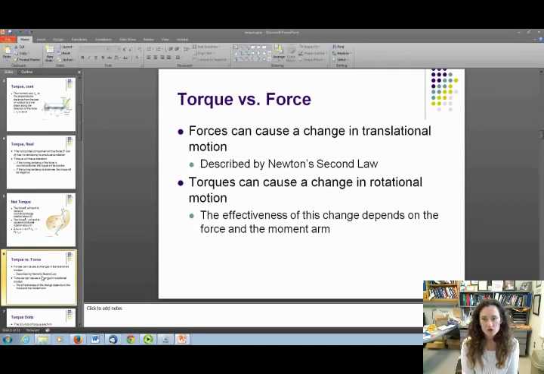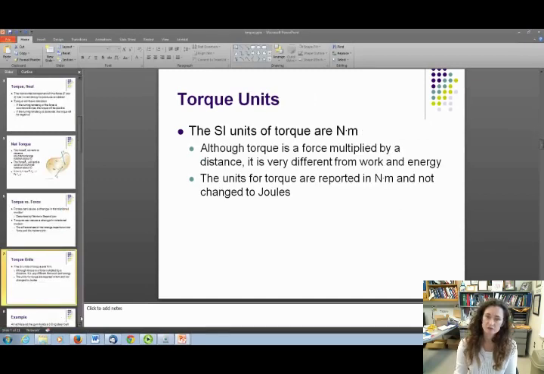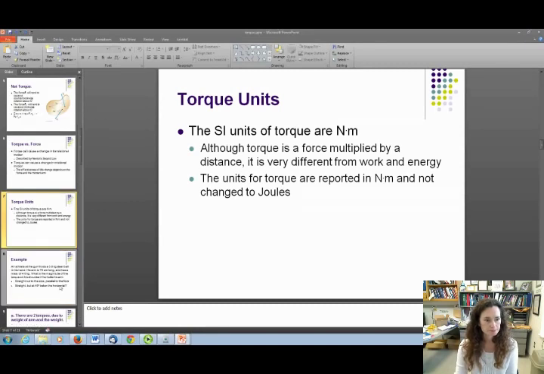So to sum up, forces can cause a change in the translational motion, and that equation is given by Newton's second law. Torques will cause a change in the rotational motion, okay? And that's given by the rF sine phi equation that we just described. Now the units will be newton meters because the equation is r times F, right? But don't confuse that with the joule. The units for torque are reported in newton meters and are not changed to joules because it's understood that while the units are similar, torque's not really an energy.